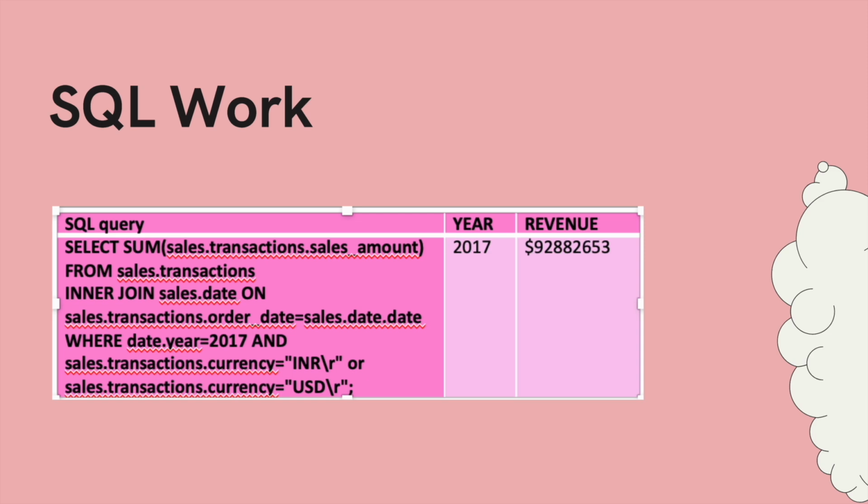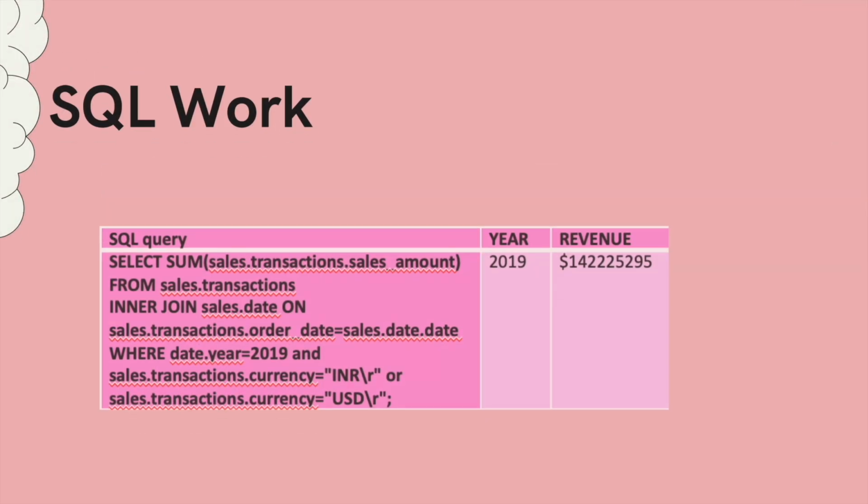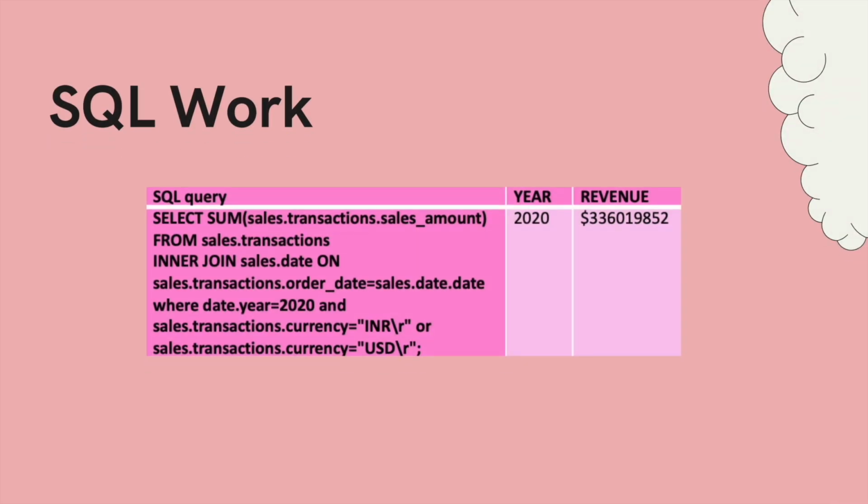So this is the total revenue in 2017. This is the one in 2018. This is the one in 2019. And this is the one in 2020. All the data is up to 2020, so we don't have data of 2021, 2022, or 2023.